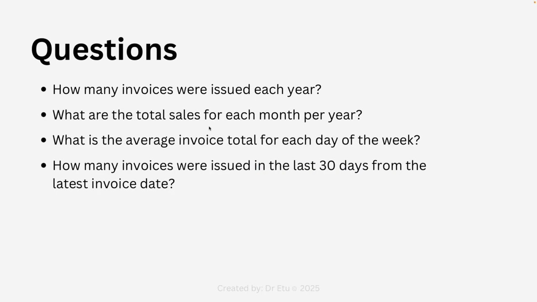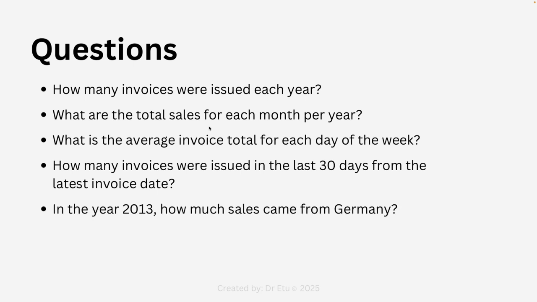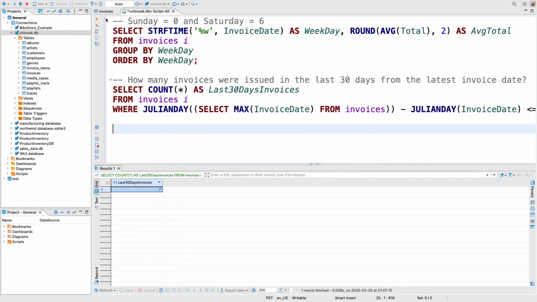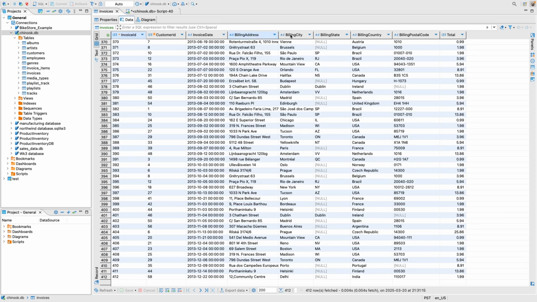Okay, so that's how to query the database to answer the 4th question. The 5th question, in the year 2013, how much sales came from Germany? So to answer this question, we first of all have to look at the total sales for 2013 and try to extract the billing country, which is Germany. So if we go back to our invoice table, you can see that we have billing address, billing city, billing state, billing country, and billing postal code.